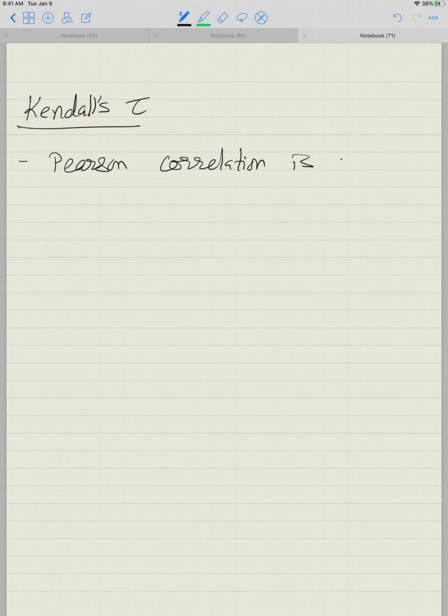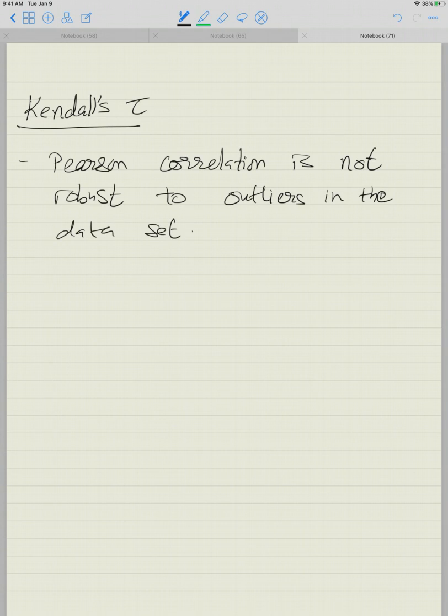Now, I will talk about other correlation measures. All of this was when you are using the Pearson correlation function, but that's only one of the methods. Another method that is widely used is Kendall's tau. So the main issue is that Pearson correlation is often not robust to outliers in the data set.